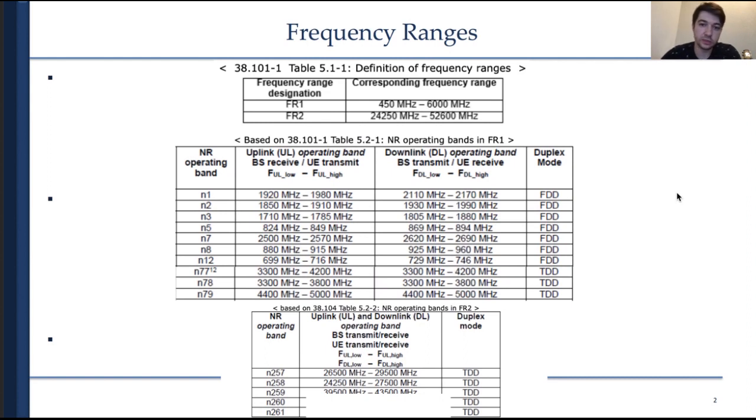So let us start with frequency ranges, and as many of you have heard, there are two major frequency ranges defined in 5G operation. The first one, which is called FR1, is from 450 megahertz to 6000 megahertz, and it is commonly referred to as sub-6 gigahertz. And right now, worldwide vendors that are providing solutions for 5G are providing them on this frequency range 1.